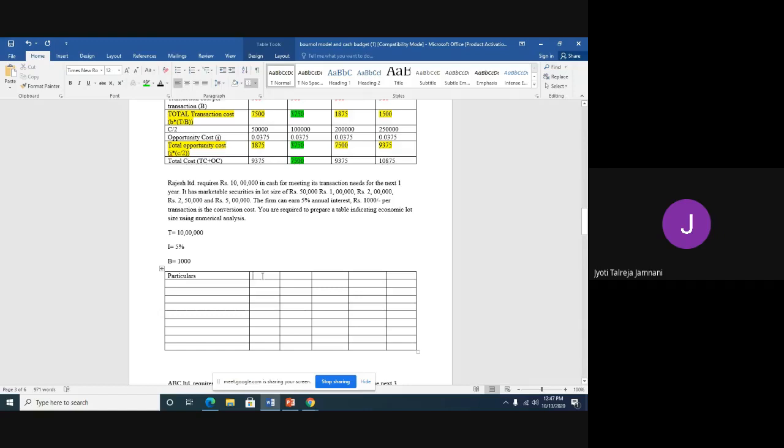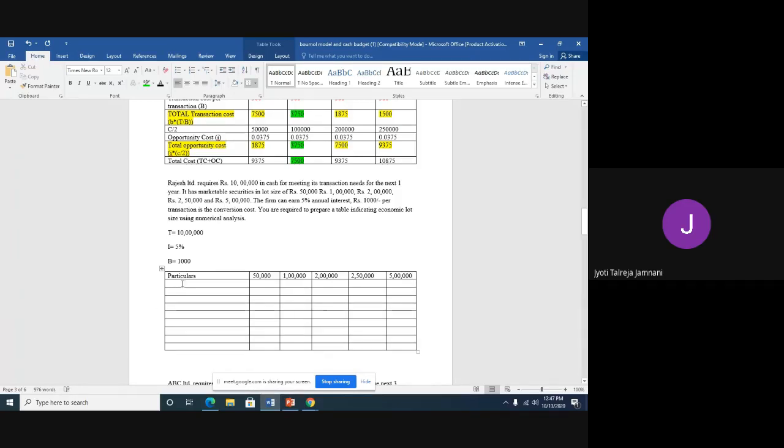So the lot sizes start from 50,000. Market lot size they've given you there. First one is 50,000. Second one is 1 lakh. Third one is 2 lakh. Fourth one is 2,50,000. And fifth one is 5 lakh. So we have these lot sizes.